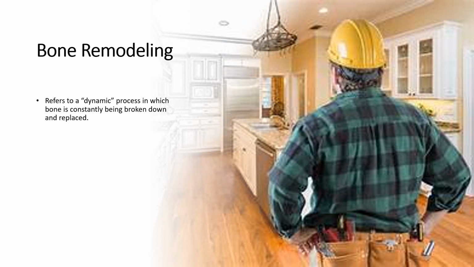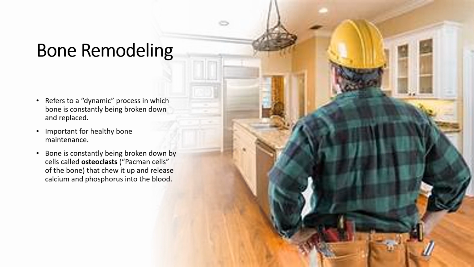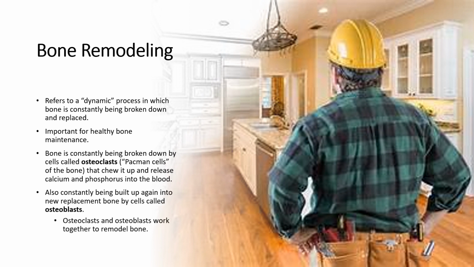Remodeling is a dynamic process in which bone is constantly being broken down and replaced. Or phrased another way, normal bone metabolism relies on a balance between bone turnover and formation. This is what gives bone its strength. Bone is constantly being broken down by cells called osteoclasts. These are the Pac-Man-like cells of the bone that chew it up and release calcium and phosphorus into the blood. It is also being built up again into new replacement bone by cells called osteoblasts. Osteoclasts and osteoblasts work together to remodel bone.